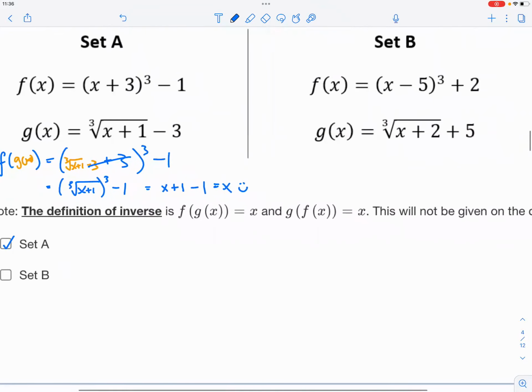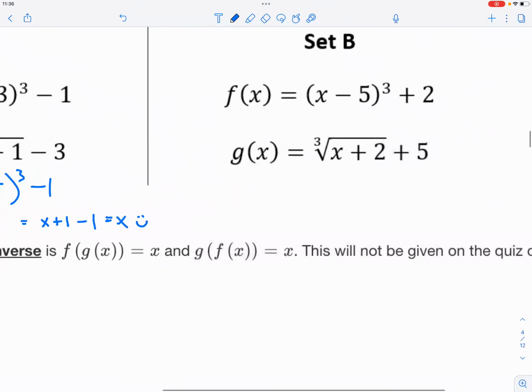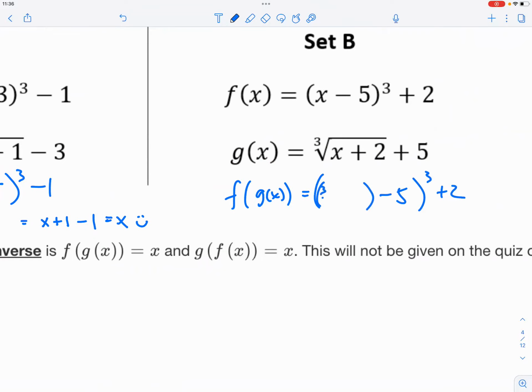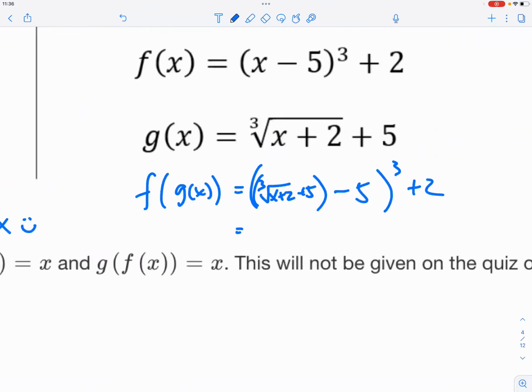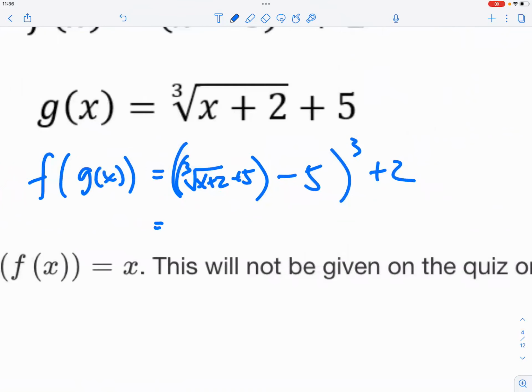And now let's go ahead and look at set B. And set B, it's f of g of x again. And right here, cube root of x plus 2 plus 5. Same thing here, the +5 and -5 cancel each other out.